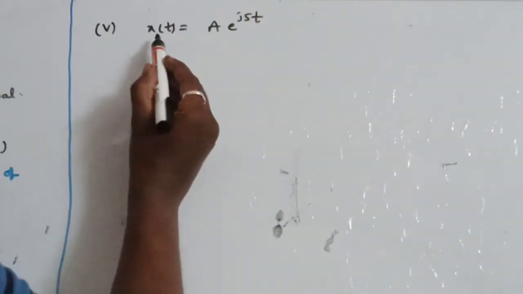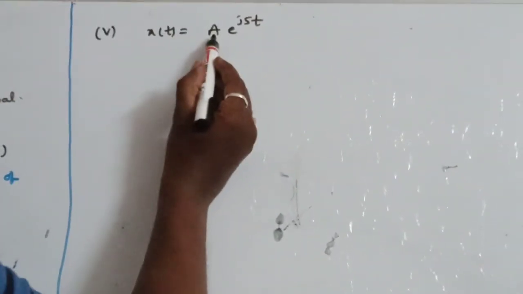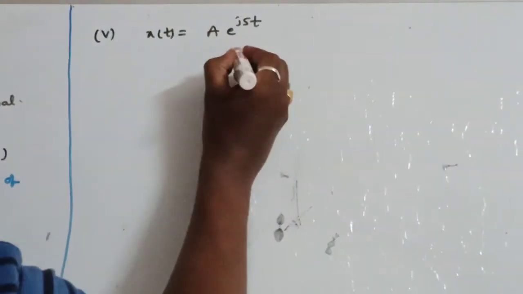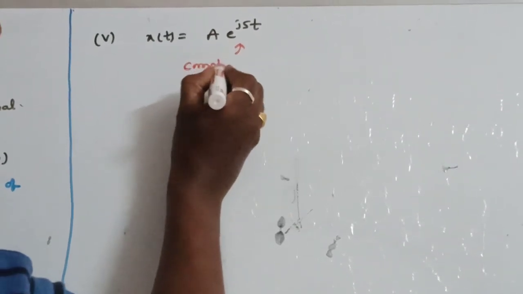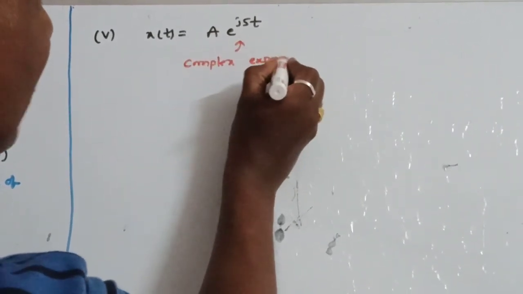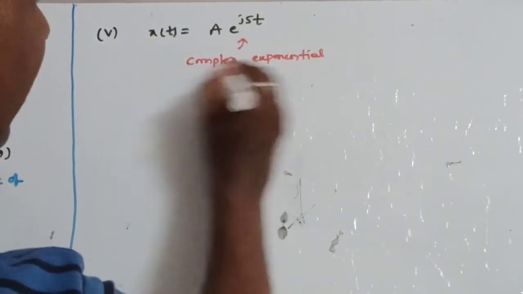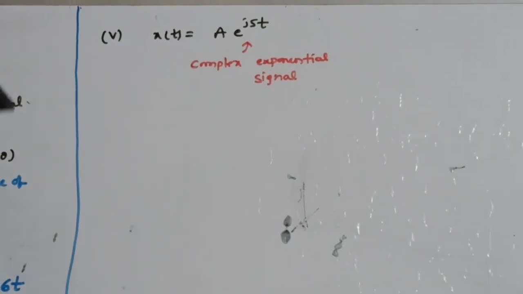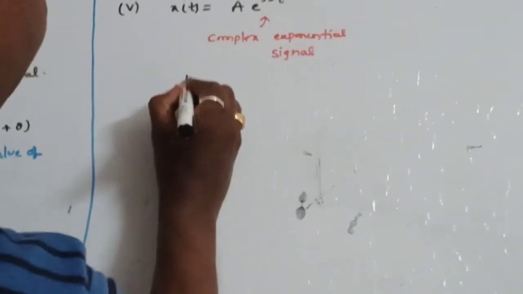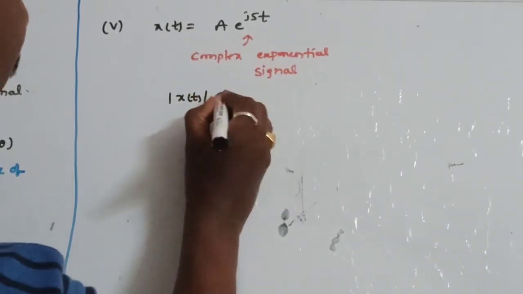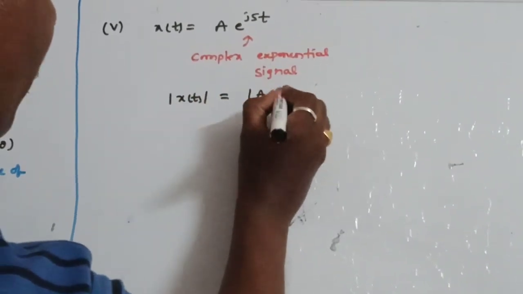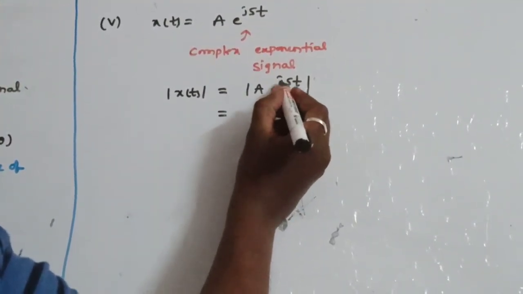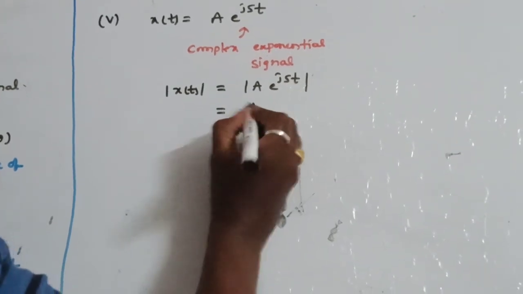Let us find the RMS value of the given signal: x of t is equal to A into e power j 5t. What is the nature of this signal? As you know, it is a complex exponential signal. When complex exponential signals are given, first we have to take the modulus of the signal, which is A into e power j 5t. The magnitude or modulus of e power j 5t is always 1, so the answer will come as A.